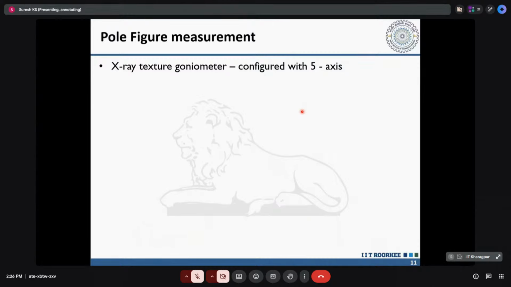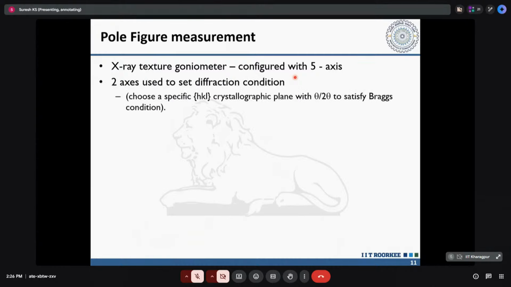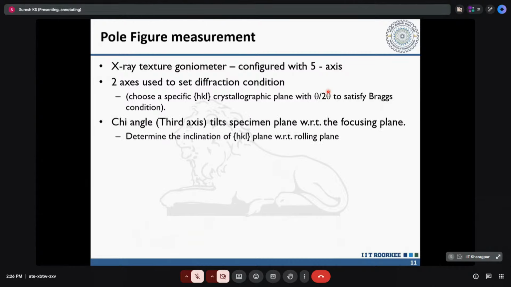So now we will go to the X-ray pole figure measurement. Typically these are done using a texture goniometer, which is configured with 5 axes. The first 2 axes everyone knows, which are used to set the diffraction condition. These are nothing but theta and 2 theta. Theta is the incident angle and 2 theta corresponds to the diffraction angle. Now the third angle, known as chi, tilts the specimen plane with respect to the focusing plane.